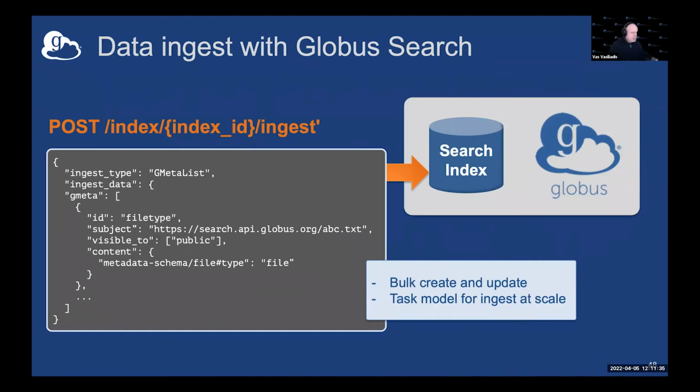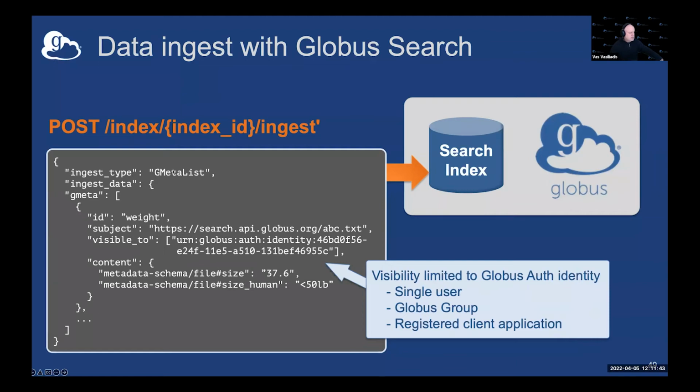This is what the ingest looks like. We don't have to look at the code, but there's a standard type for all ingests, the GMetaList, which is a list of entries for subjects. Here's the subject, the actual data file or data set, and here's an example of the visibility. In this case, we're saying that this index entry is visible only to this specific identity. So this is a very private index, only visible to one user.